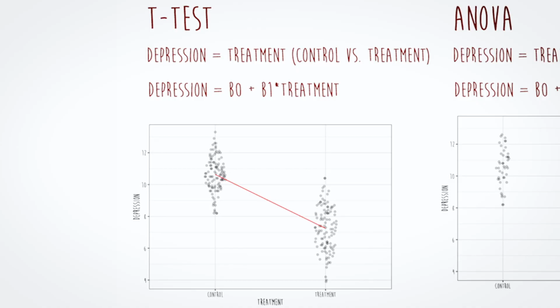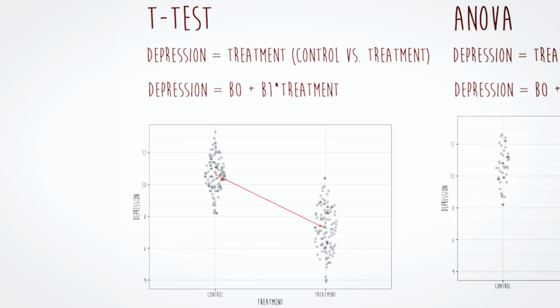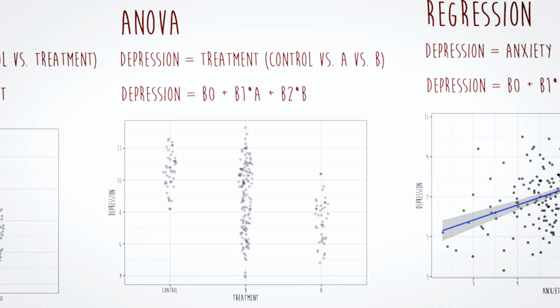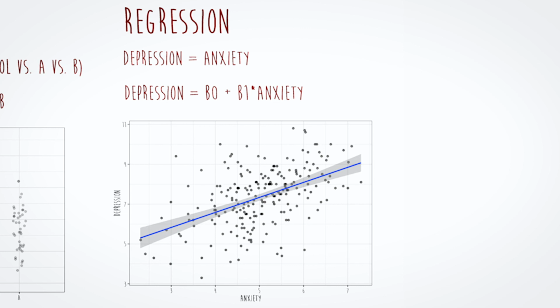A t-test. Example, depression is equal to treatment group, which is control versus treatment. Or in math-ese, depression is equal to B0 plus B1 times treatment. And there's our scatter plot. Easy peasy. ANOVA. Depression is equal to control versus treatment A versus treatment B. Or in math-ese, depression equals B0 plus B1 times treatment A plus B2 times treatment B. And look, here's another scatter plot. Correlation or regression. Depression is equal to anxiety. Or in math-ese, depression is equal to B0 plus B1 times anxiety. And look at that again, it's another scatter plot.